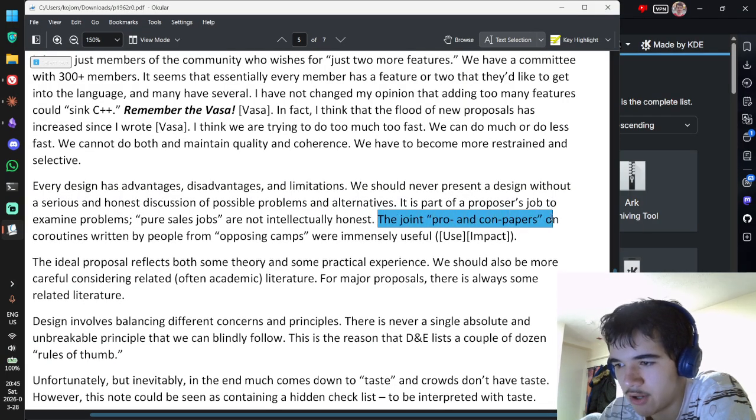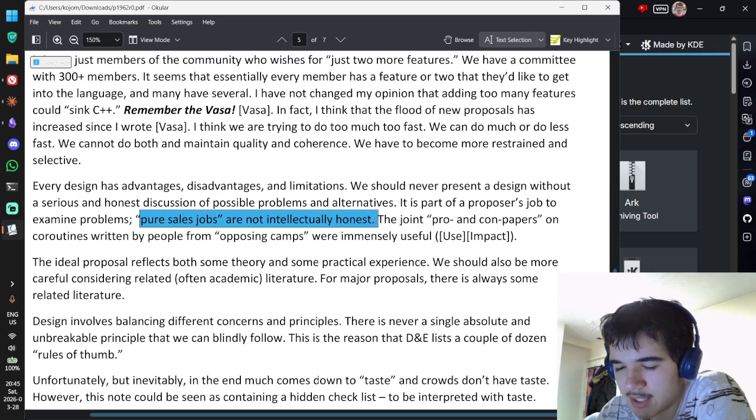The joint pro and con papers on coroutines written by people from opposing camps were immensely useful. Yeah, from opposing camps. Opposing does not just mean two, by the way.